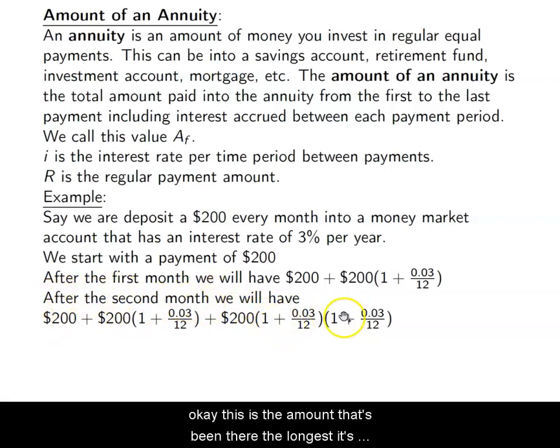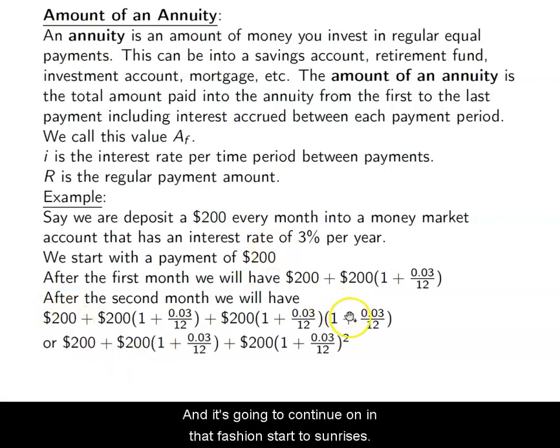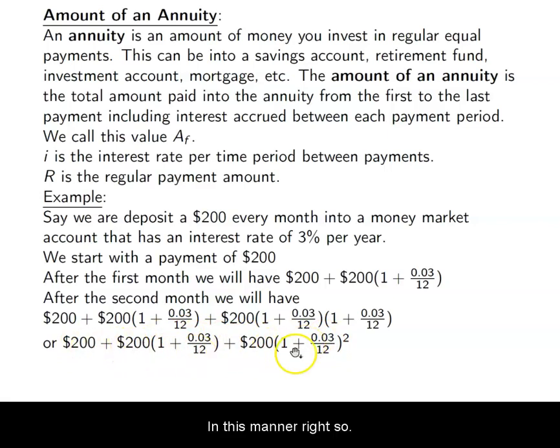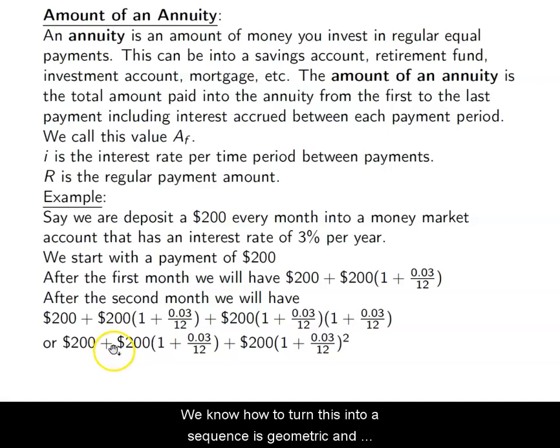Okay, this is the amount that's been there the longest. It's been there for 2 months. This has been there for 1 month. This is the fresh payment. Okay, and it's going to continue on in that fashion, and we can start to summarize this in this manner, right? So we know how to turn this into a sequence.